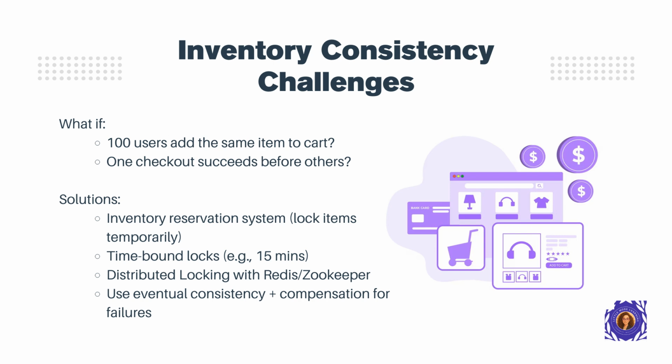The solution? An inventory reservation system. When items are added to cart, you temporarily lock that inventory. These are time-bound locks, maybe 15 minutes, giving users time to complete their purchase without holding inventory indefinitely. For distributed locking, you'd typically use Redis or Zookeeper. But here's the key insight: you don't always need perfect consistency. Sometimes eventual consistency with compensation mechanisms works better for user experience.